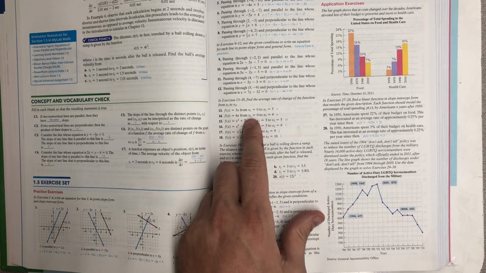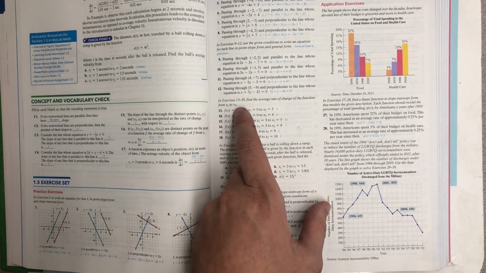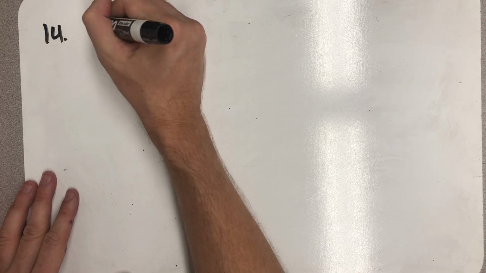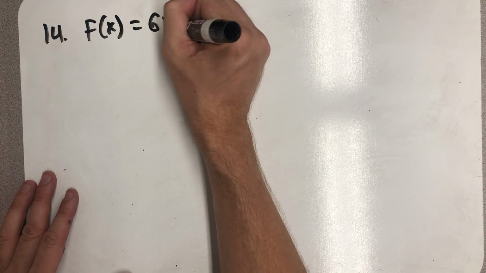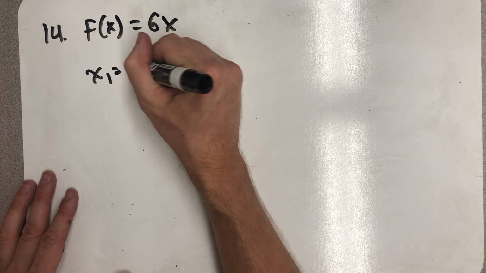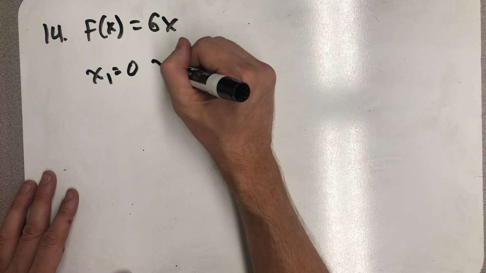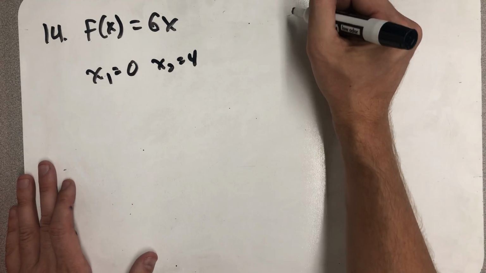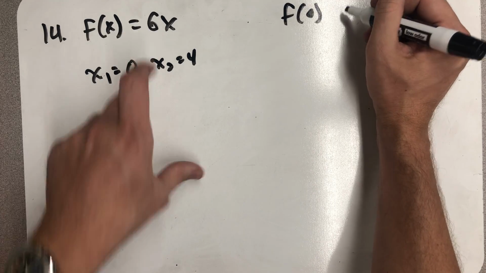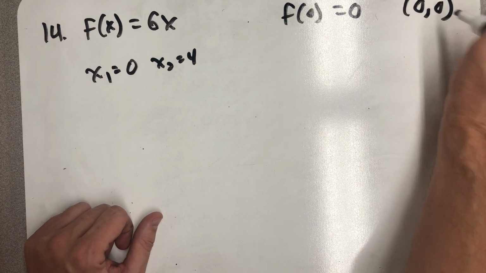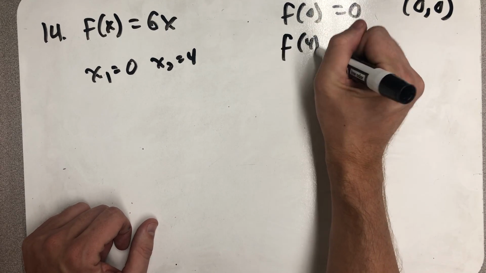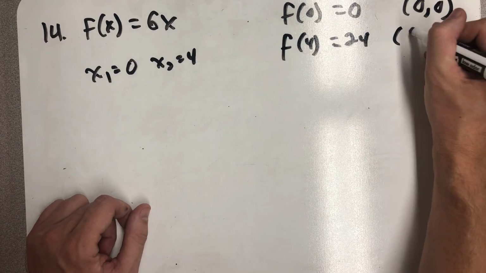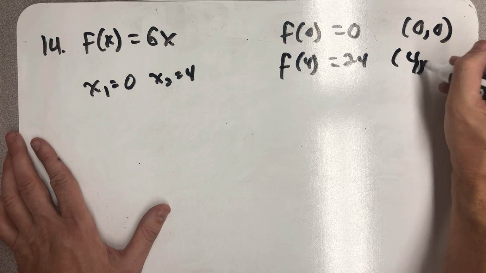Number 14 asks us to find the average rate of change from x1 to x2. The function we're given is f of x equals 6x. And I'm told that x1 is 0 and x2 is 4. Average rate of change is a slope. So all I have to do is find a slope. So I need 2 points, so I'm going to plug 0 in and get out a y. Now I know the point (0, 0) is on my function. I'm going to plug in 4. 6 times 4 is 24, so the point (4, 24) is on my function.